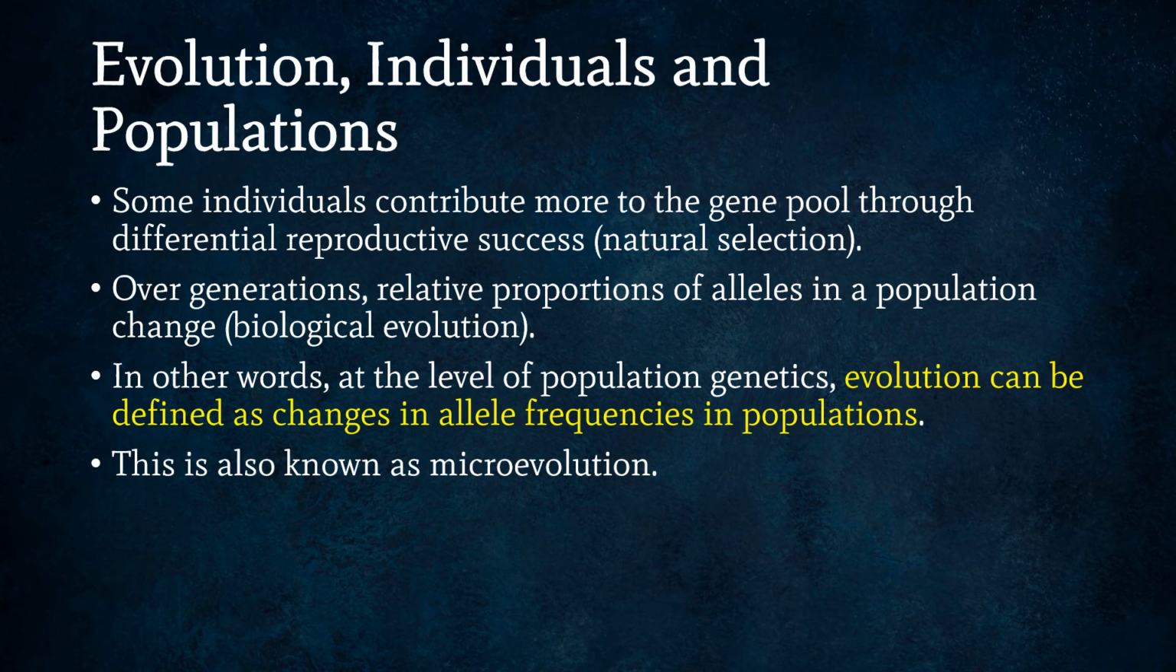So what happens inevitably, and we learned about this when we learned about natural selection, is that some individuals contribute more to the gene pool through differential reproductive success. So as we learned in natural selection, those with the traits that enhance or improve survivability and reproduction will spread across generations. So over generations, the relative proportions of those alleles that code for those traits will change. Things can be selected for, things can be selected against, and of course that change over time is biological evolution. So in other words, at the level of population genetics, evolution can be defined as changes in allele frequencies in populations. This is also known as microevolution. And this statement or fact concludes this part of the lesson.